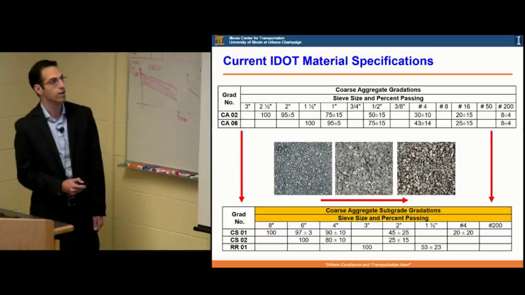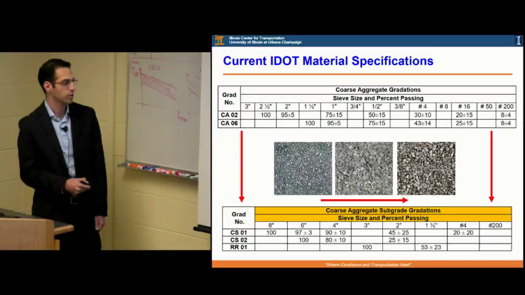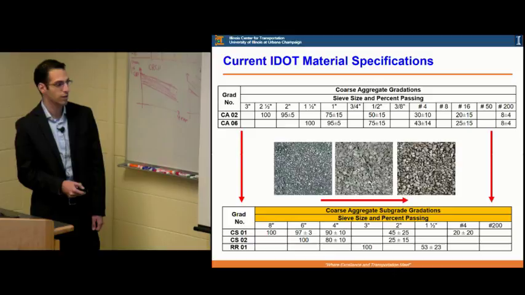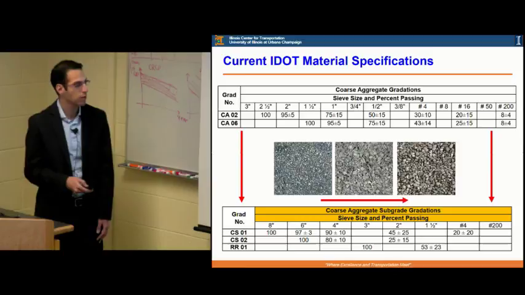And they are now shifting to larger aggregates for the purposes of subgrade remediation, with gradation bands named the CS01, CS02, and RR01. So RR is actually a railroad, similar size gradation, 3 inches top size, while the CS02 can be up to a 6 inch size aggregate with little fines, and the CS01 can be as large as 8 inches in the top size. So now IDOT is permitting the use of these large aggregates for the construction of construction platforms in the field, and the idea of this study is to evaluate the use.